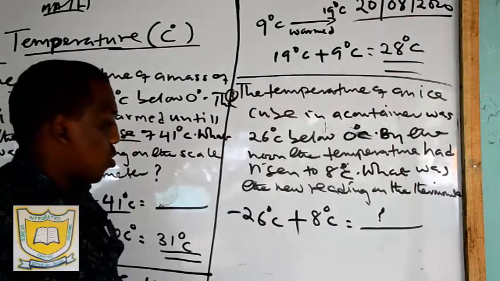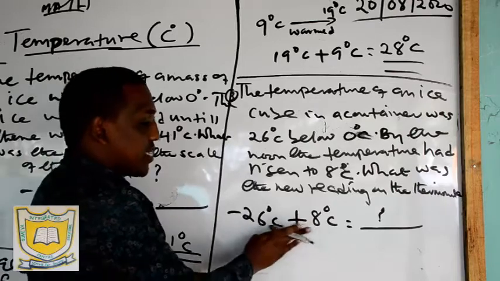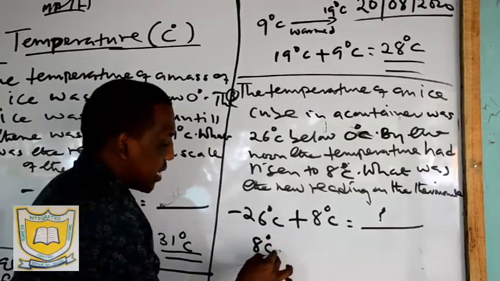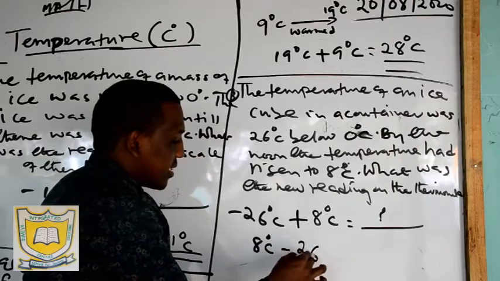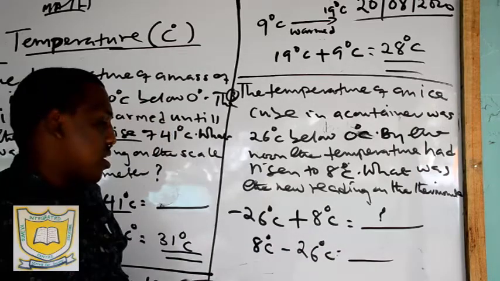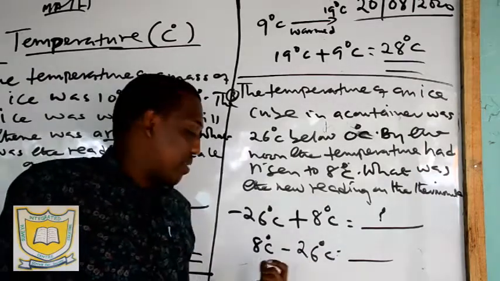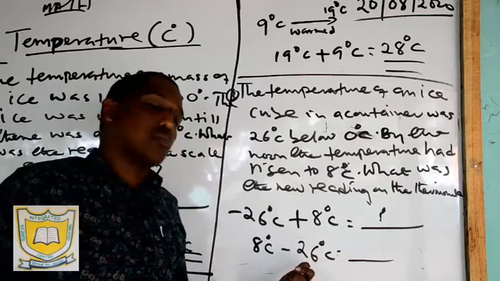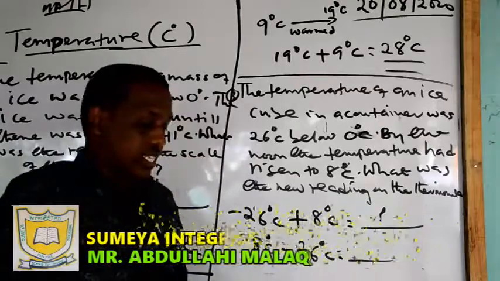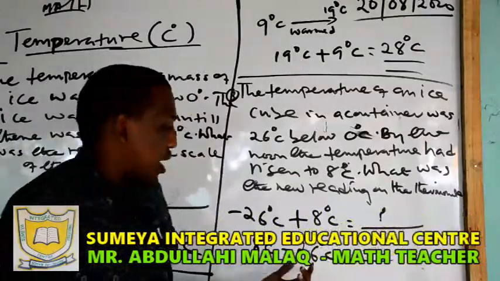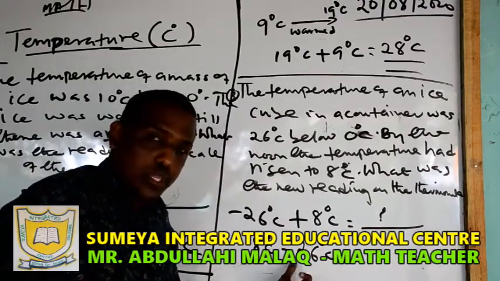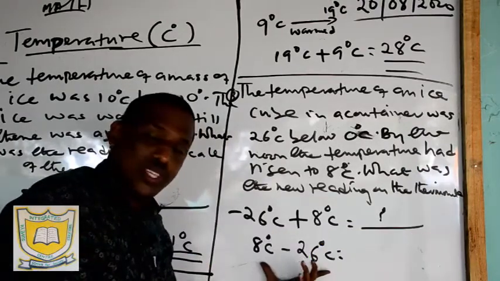So what we do now, as I said earlier, the plus comes first: 8 degrees Celsius minus 26 degrees Celsius. That's how we subtract to get the reading now. Now 8 minus 26, we said it is impossible. But I said things are possible sometimes, so we use integers. This one minus this one is impossible, but sometimes it's possible when you go to integers.